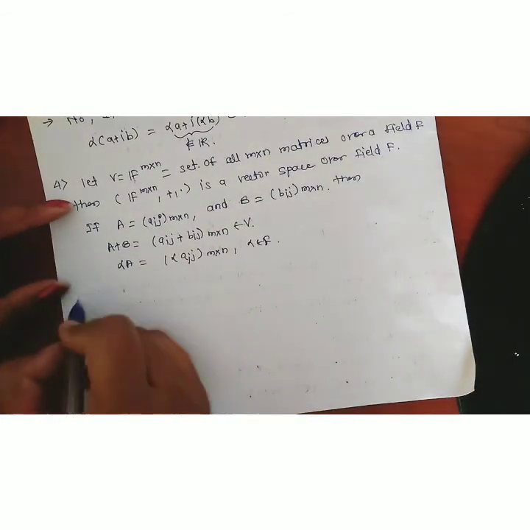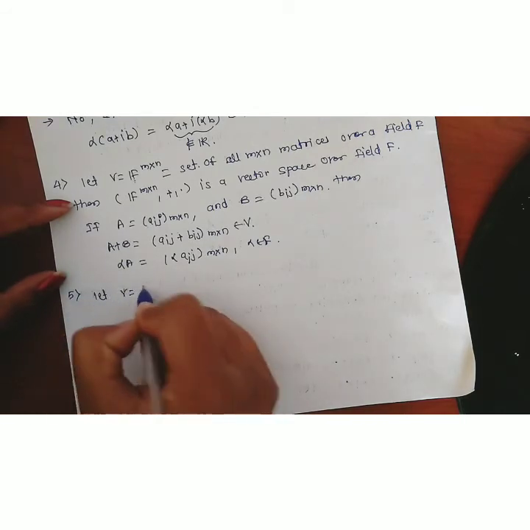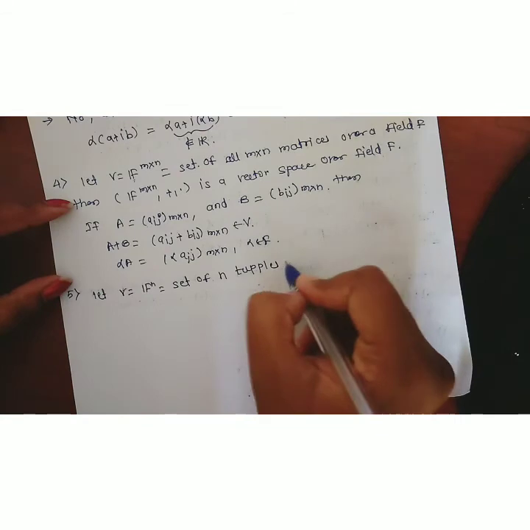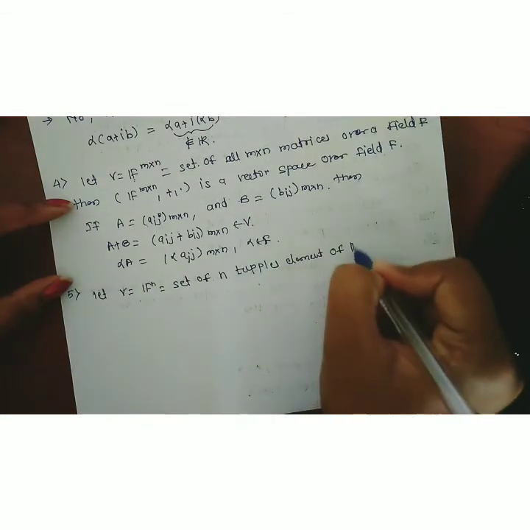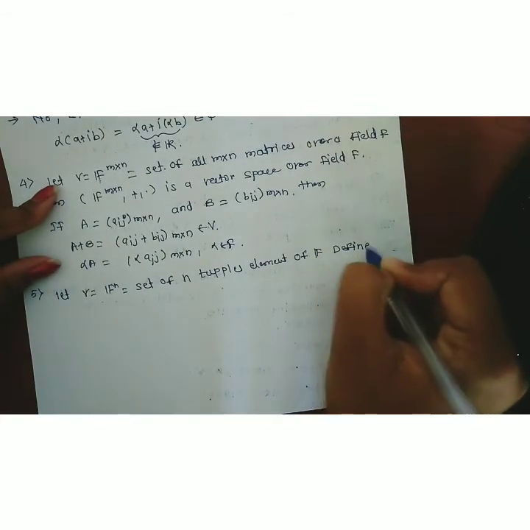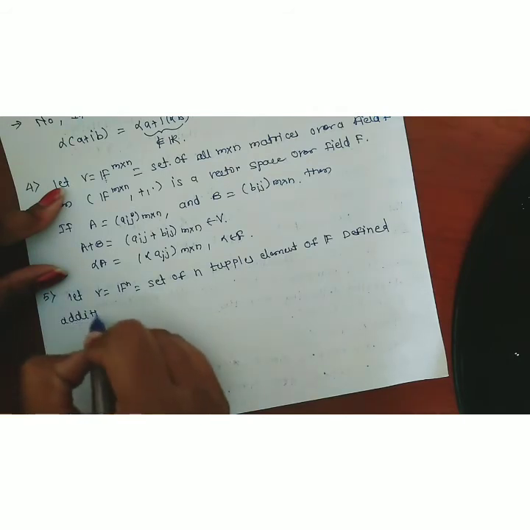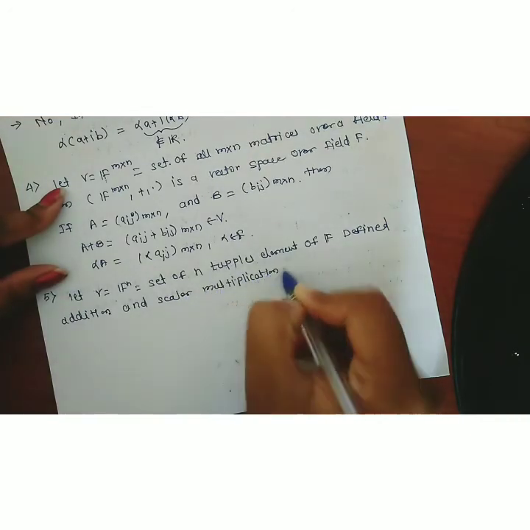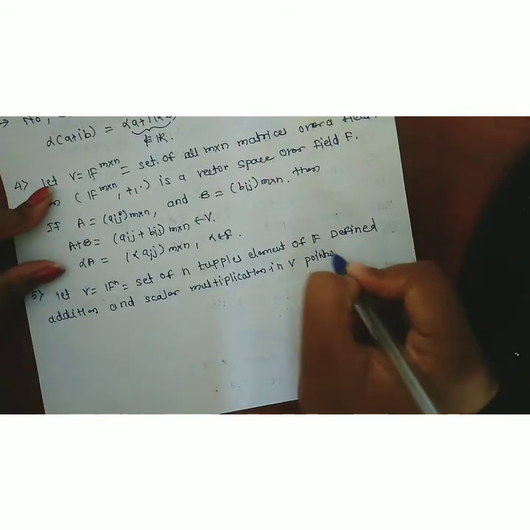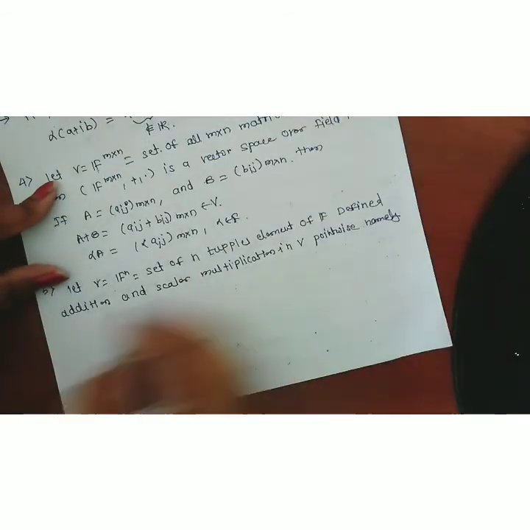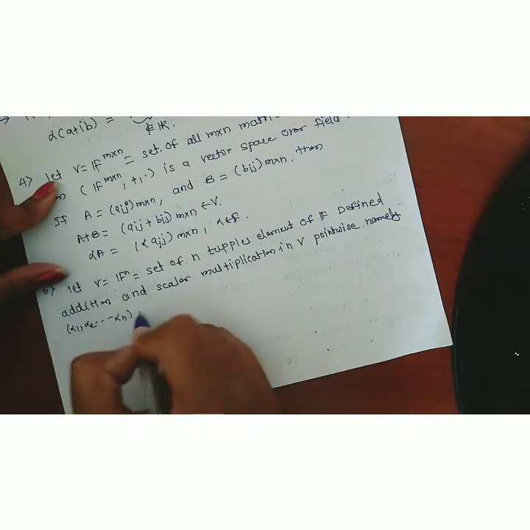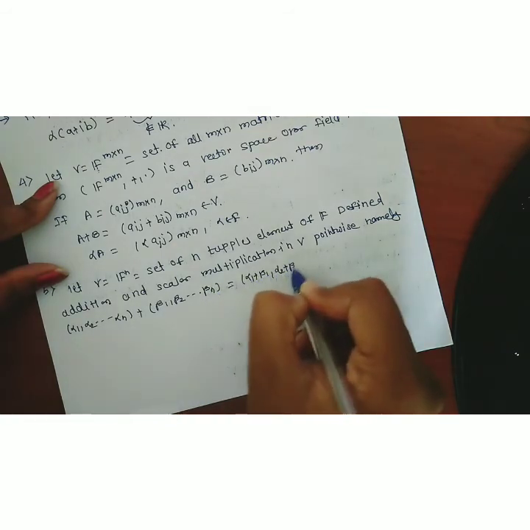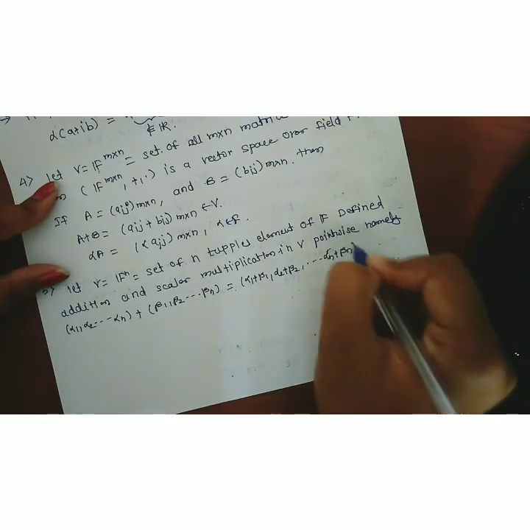The next example is the fifth. Let V equal Fn, the set of n tuples of elements of F, with addition and scalar multiplication in V defined pointwise, namely (alpha 1, alpha 2, up to alpha n) plus (beta 1, beta 2, up to beta n) is equal to (alpha 1 plus beta 1, alpha 2 plus beta 2, up to alpha n plus beta n).